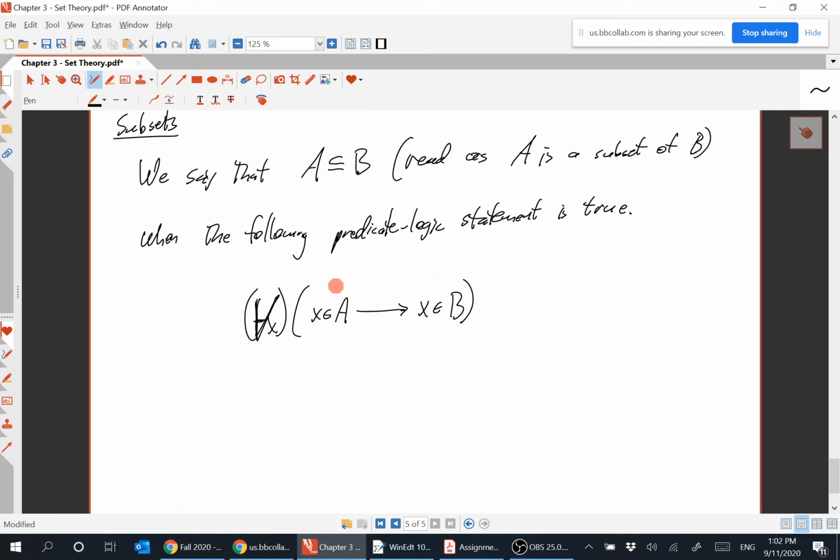Precisely. So when the following predicate logic statement is true, the diagram to look at here is set B, here is set A, and then any element x that you choose that's contained in A has to also be contained in B. If x is an element of A, then x is an element of B. Yeah? So this picture depicts A as a subset of B.